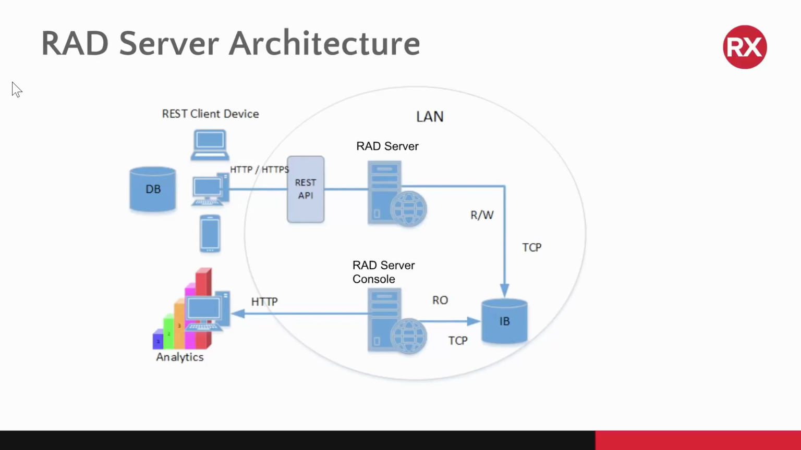The overall architecture of RAD Server is that it sits on the server, exposes a REST API, and then using HTTP or HTTPS, any client device, whether it's a desktop, a mobile, whether via browser or via a native app, can access the APIs and the data that RAD Server exposes. There is also a console application which you can browse using HTTP that provides the analytics and some information about users, user management, status, tracking, and more.